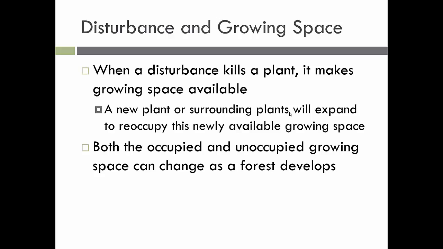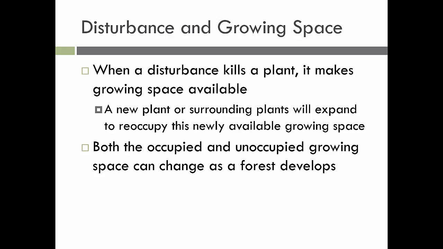So, disturbance and growing space. When a disturbance kills a plant, it makes growing space available. So we had this disturbance, we had this plant. It was using growth factors. It was using water. It was using nutrients. Now it's not. Now those are up for grabs. That's available growing space. So a new plant or a surrounding plant will expand to reoccupy this newly available growing space. They're going to want to take this stuff up. This is really a key aspect. These are nutrients, these are water, these are space. This is what trees are interacting and competing for.